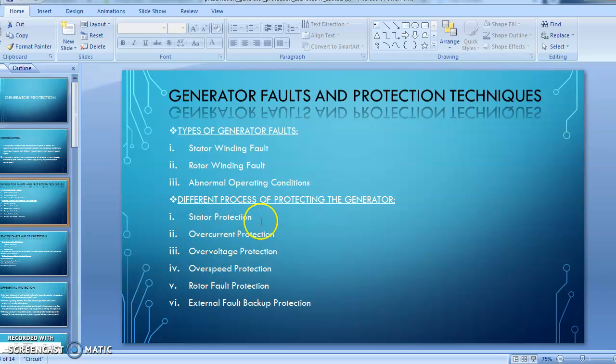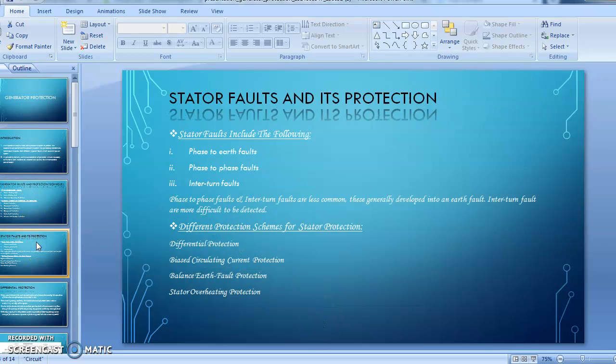I will discuss each individual point, what stator protection is and how it is given protection, in the very next slide. Then overvoltage protection, overspeed protection, rotor fault protection, and external fault backup protection. Now come to the very next slide. The next slide discusses the point which I have already discussed with you, that stator faults include the following: phase to earth fault, phase to phase fault, and internal turn fault.